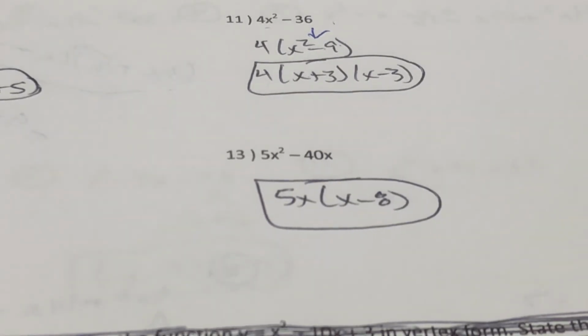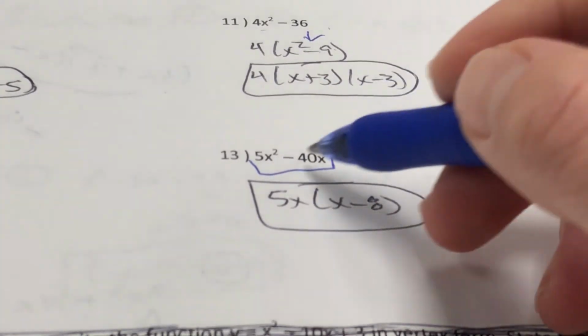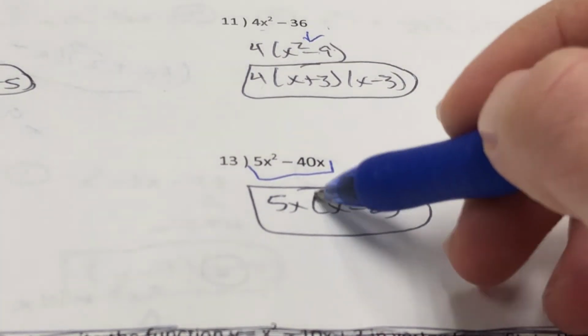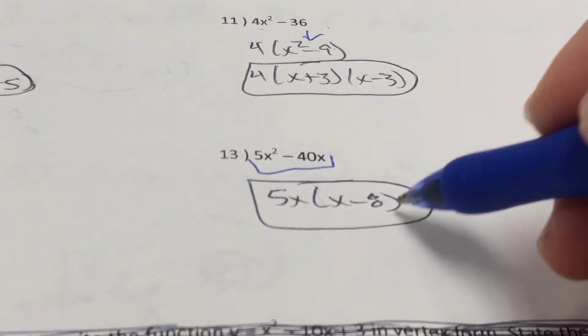On 13, what do they have in common? They have a 5x in common. Factor out the 5x. 5 divided by 5 is 1. You had 2 x's, you took 1 away, so you have a single x. Minus 40 divided by 5 is 8.